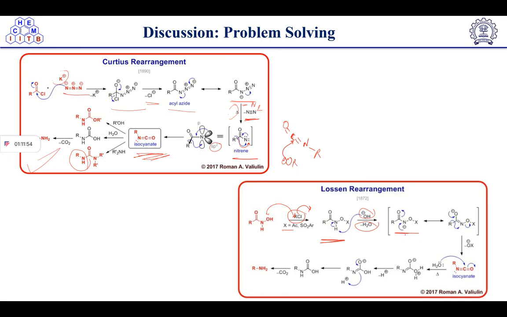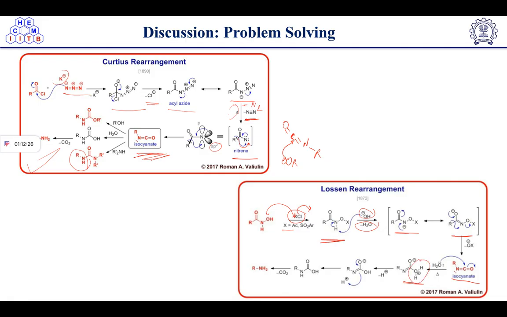After this one, we know we can write this as a resonance form of this one. So we can write it this way also. And then the oxygen ion will push electrons and it will knock out. So we will get the isocyanate intermediate. After this isocyanate intermediate, water is there in the reaction, which will trap the electrophilic center in this isocyanate group and it will form an intermediate like this.